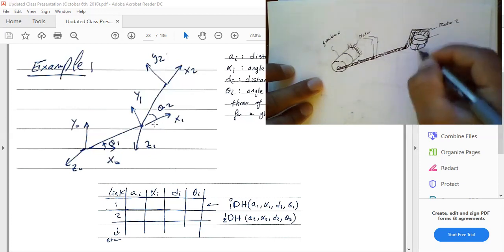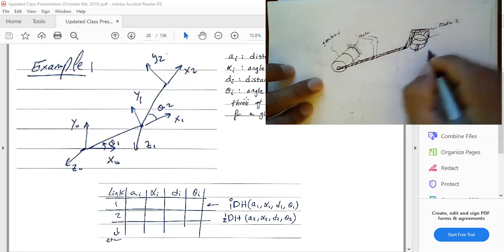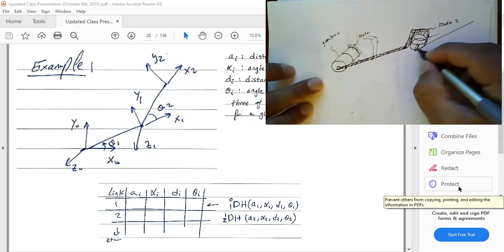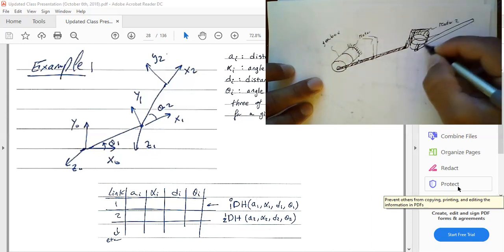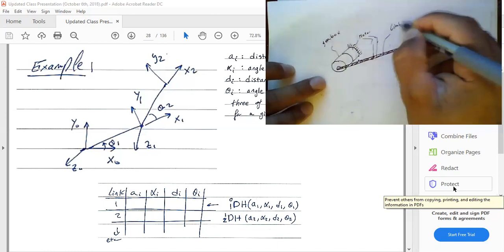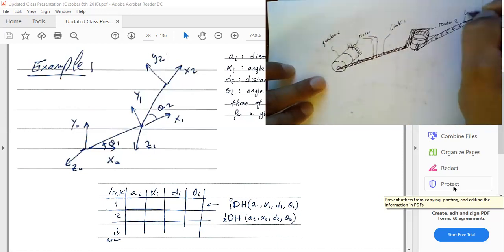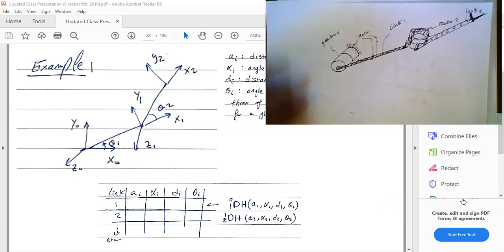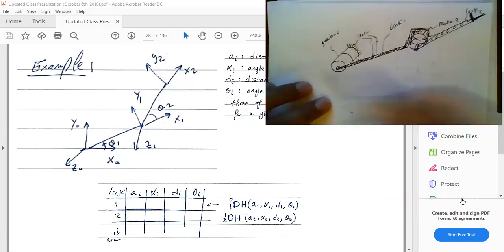So now we have a second shaft, and now I have another link, and that link is going up like that. So this is link 1, and this is link 2. And that's it. Basically here I have an arm, right? This is my end effector. Now I want to establish the DH frames.